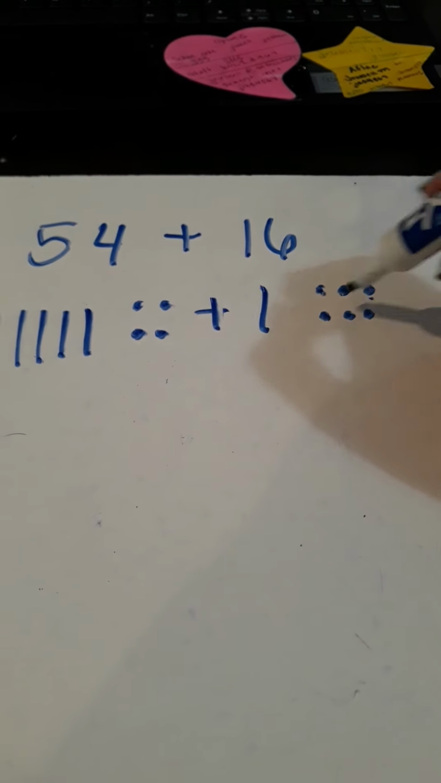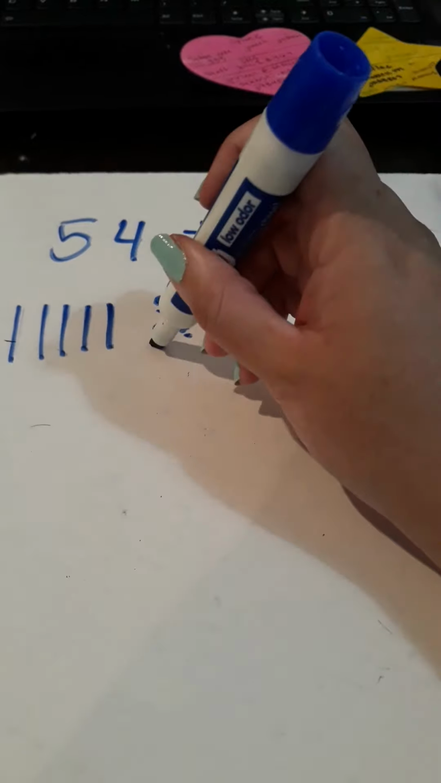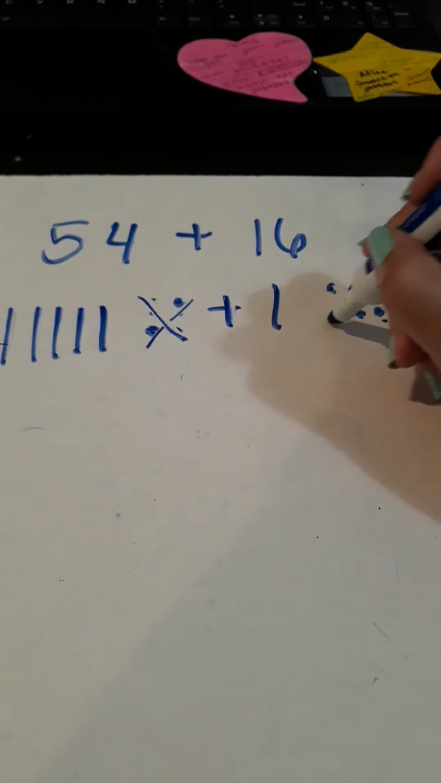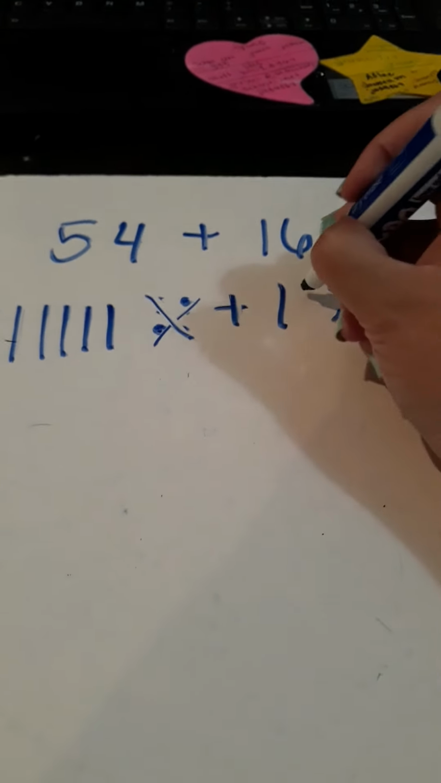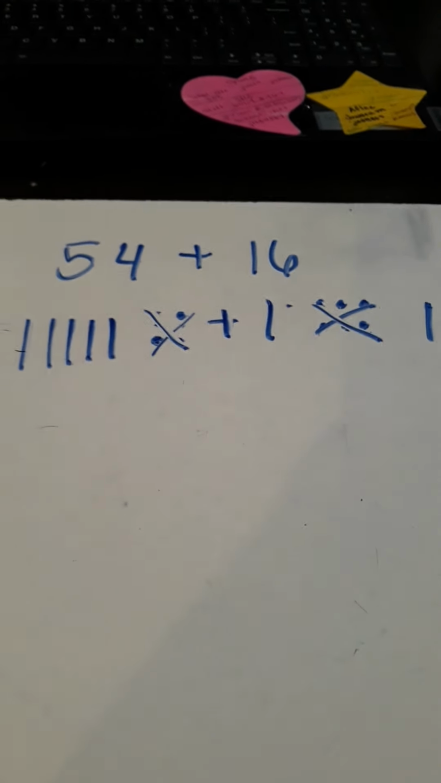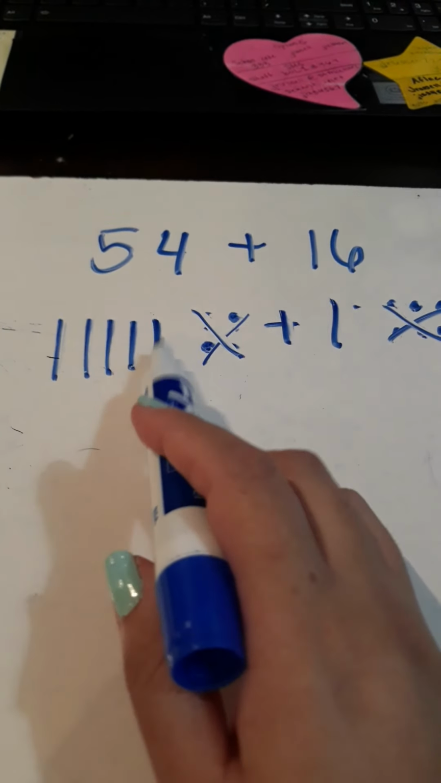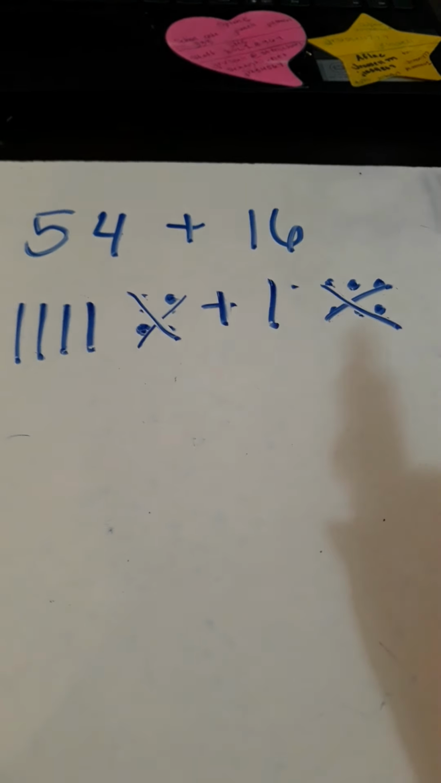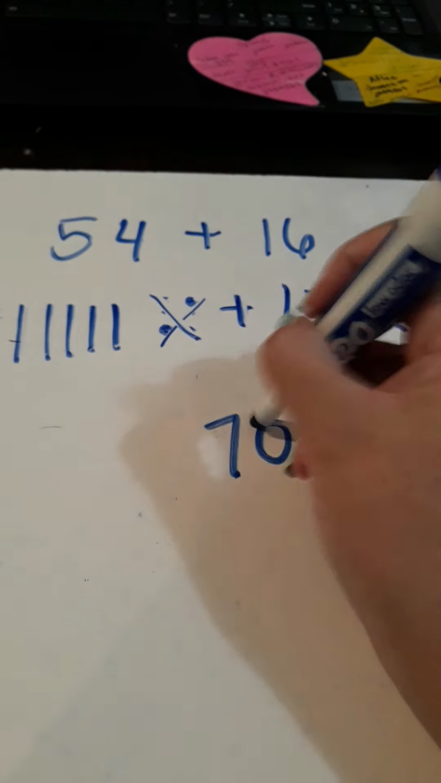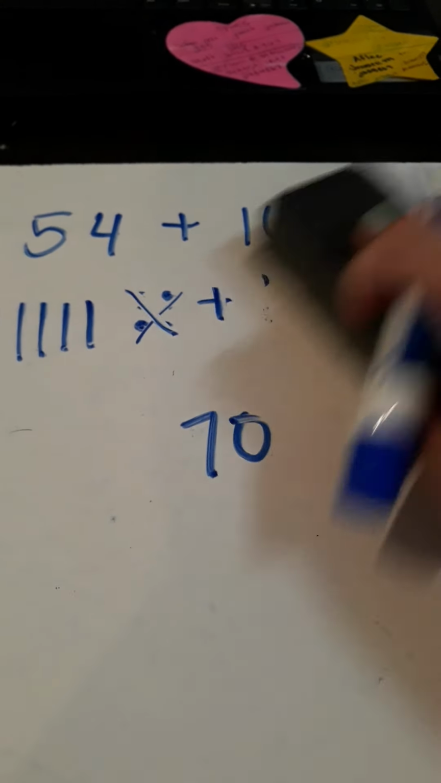1, 2, 3, 4, 5, 6, 7, 8, 9, 10. Yep, we can make a 10. So let's cross these out and just go ahead and make our 10 over here. Now we just count all of our tens. 10, 20, 30, 40, 50, 60, 70. And that's our answer. It's just the little difference of looking at the ones first.